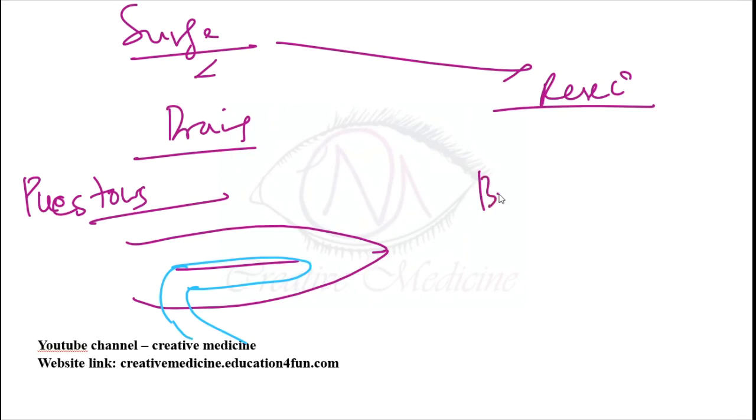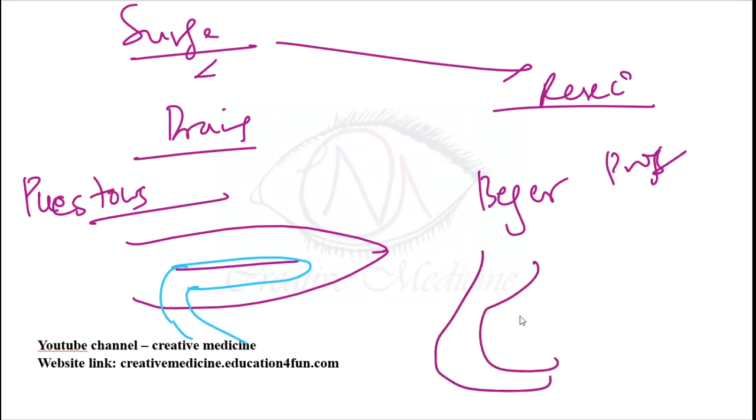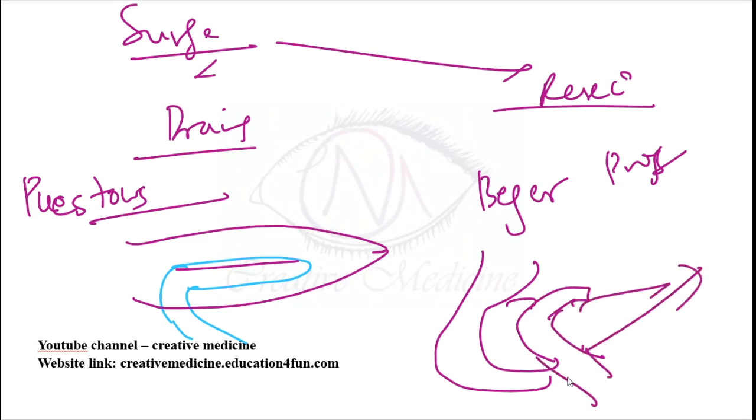Then in the resection we have Beger's procedure. In Beger's procedure, a duodenum-preserving pancreatic head resection is seen. Here you will resect the pancreatic head and anastomose it with the jejunum. This is the jejunum, and this is the duodenum. So you are preserving the duodenum, removing the head of the pancreas and anastomosing it with the jejunum. So this is Beger's procedure. Then this is the resection procedure.